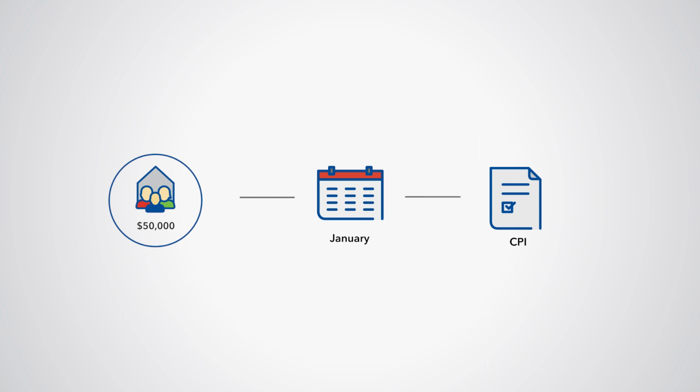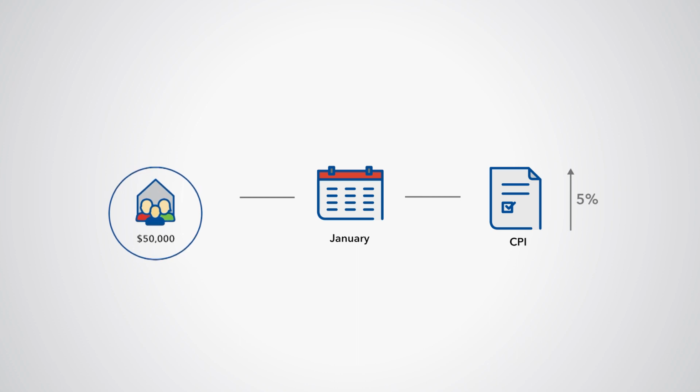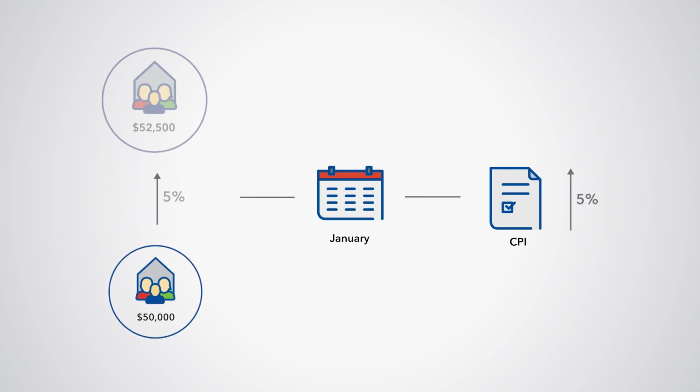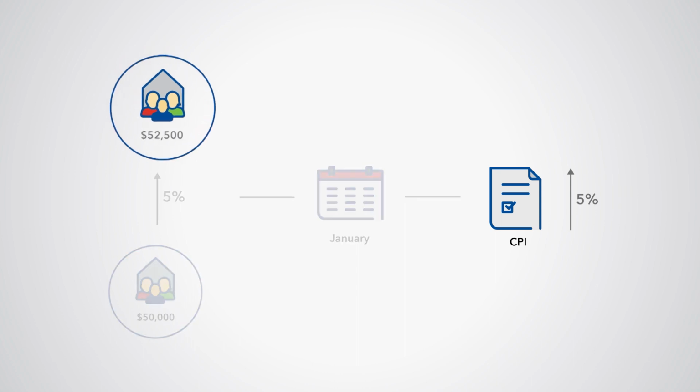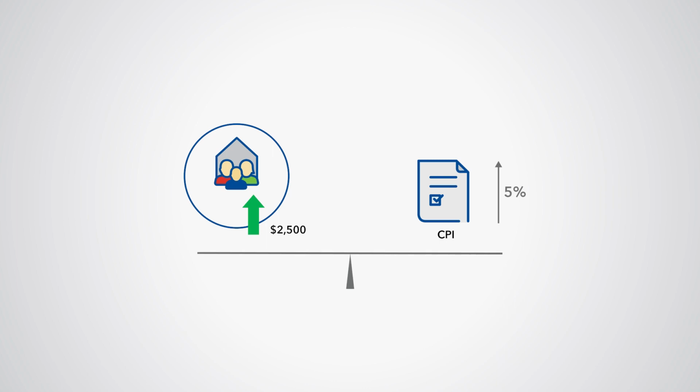If the annual average CPI increases by 5% in January, the household income would be increased to $52,500. The $2,500 adjustment to the annual income is based on the annual salary of $50,000 multiplied by 1.05, or the average annual change in the CPI for the previous year.